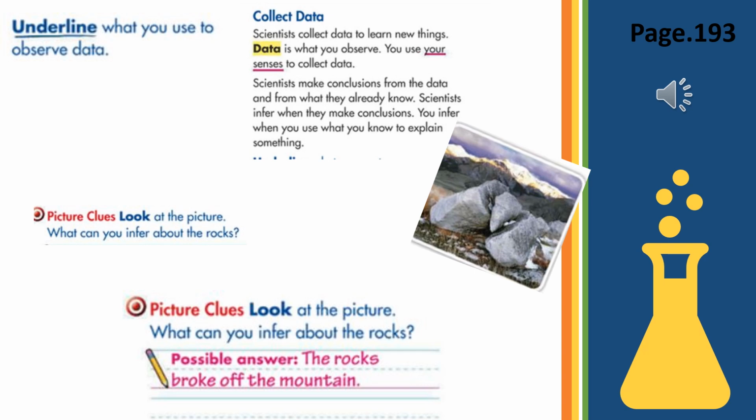The question is, what can you infer about the rocks? Look at the picture and tell, what can you infer about the rocks? Of course, the rocks broke off the mountain. Yes, when you observe large pieces of rocks here, you infer that they are broken off the mountain.